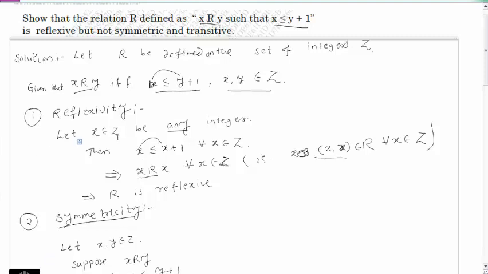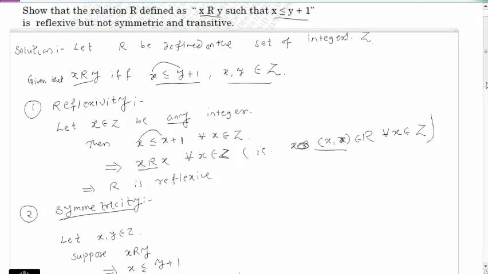Reflexivity. Let x belong to Z be any integer. Then x is less than or equal to x plus 1. We know that x is less than or equal to x plus 1 for all x belonging to Z. This implies that x is R related to x for all x belonging to Z. That is, the ordered pair (x, x) belongs to R for all x belonging to Z. This implies that R is reflexive.